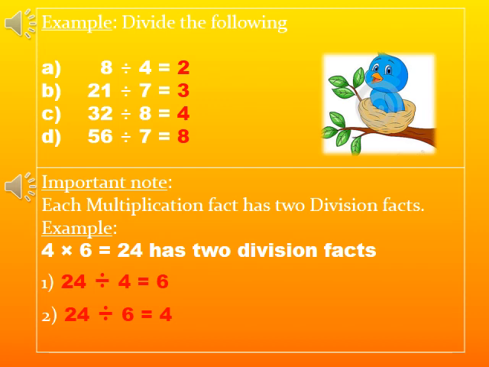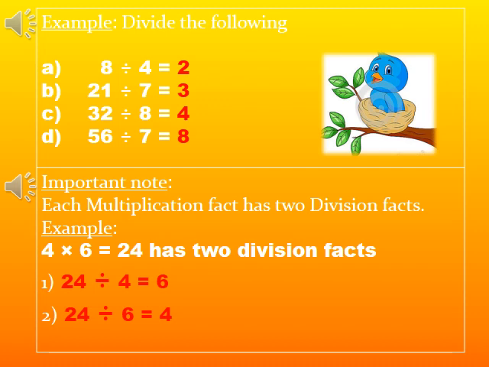Now read the table of 4 to get 8. 4 ones are 4, 4 twos are 8. It takes 2 times to get 8. So 8 divided by 4 is equal to 2. Next example, 21 divided by 7. 7 takes 3 times to get 21. So 21 divided by 7 is equal to 3.